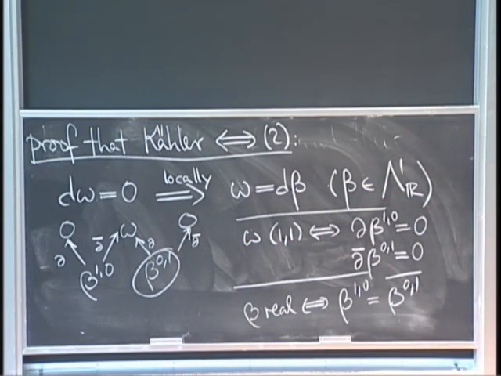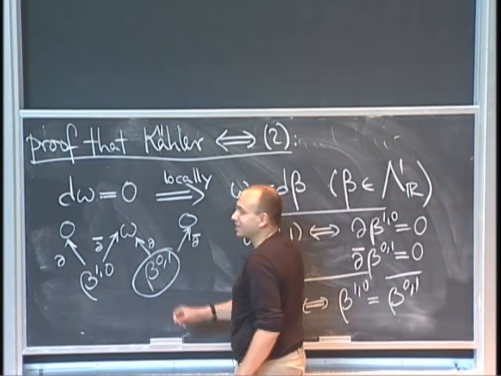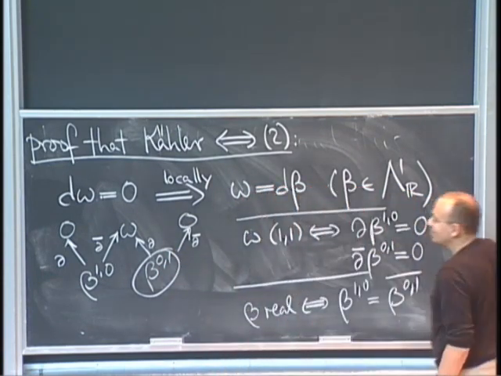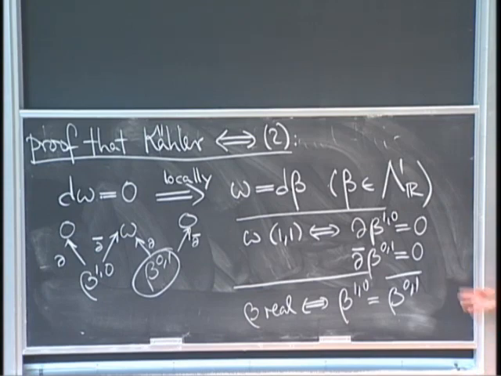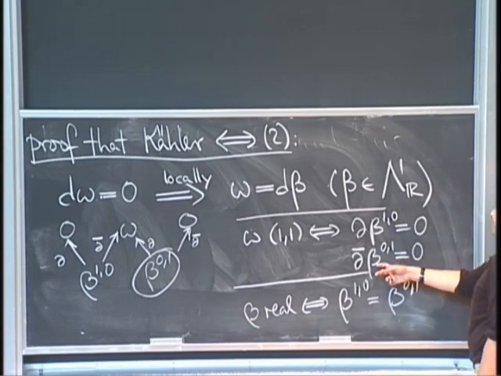So by convention, 0,1 forms are better than 1,0 forms. Del bar is better than del. So then you have a 0,1 form, which is del bar closed.